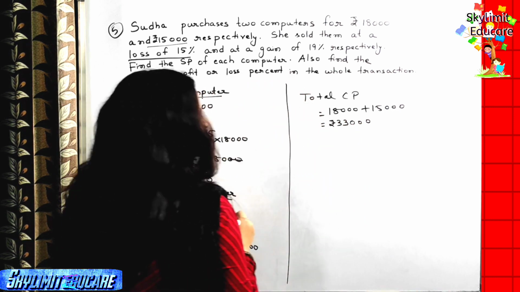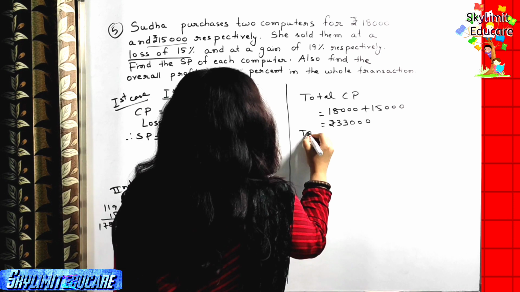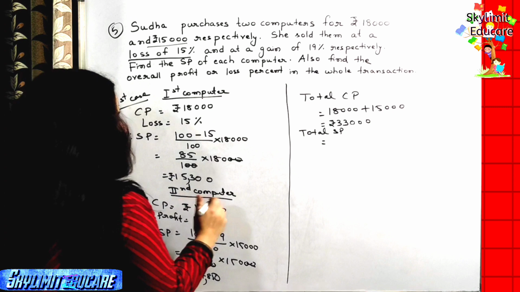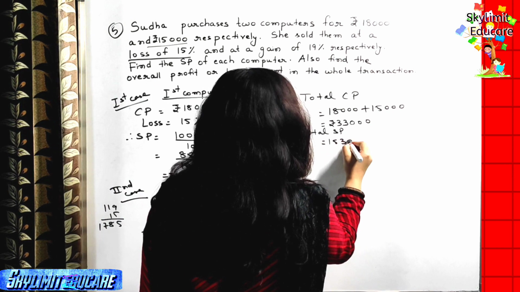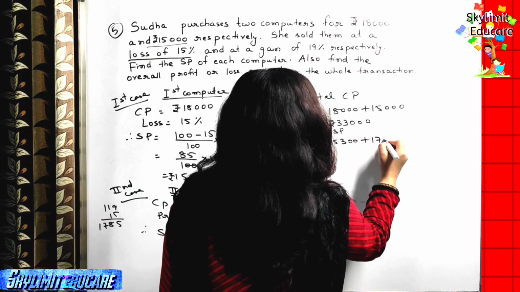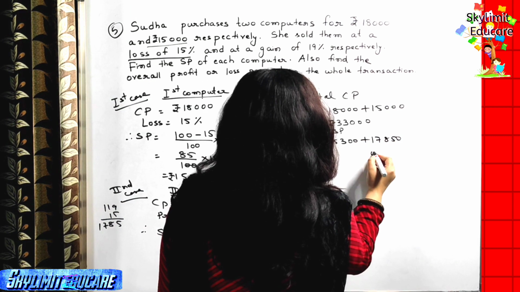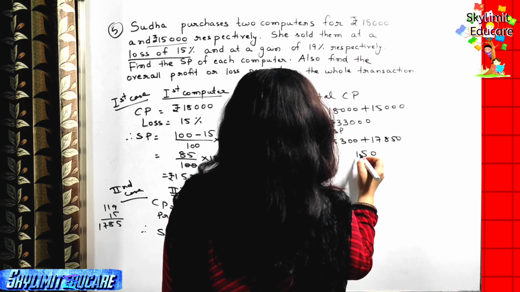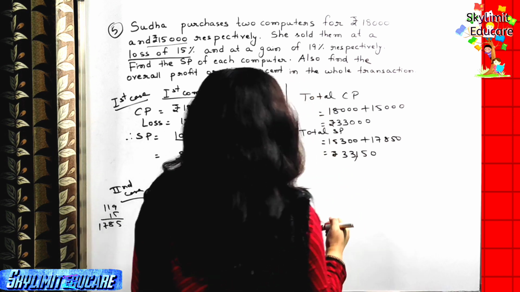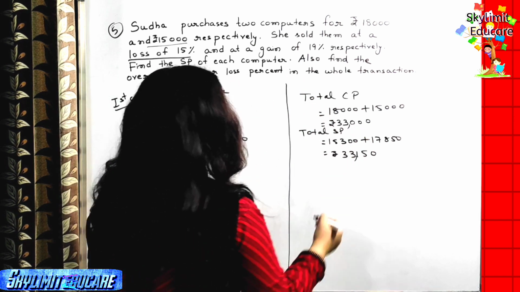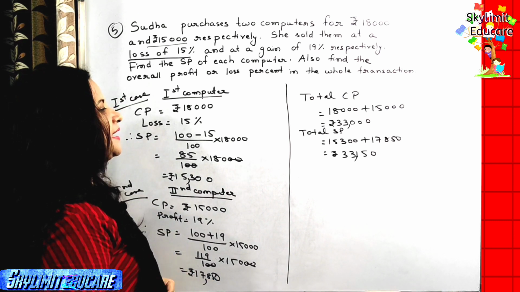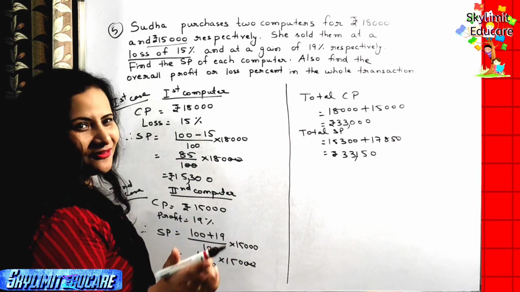So this is the total CP, 33,000 rupees, and the total SP is the first computer's 15,300 plus the SP of the second computer, 17,850. Let's add it: 33,150, right? So as you can see here, students, the total SP is greater than the total CP by rupees 150. Very clear.